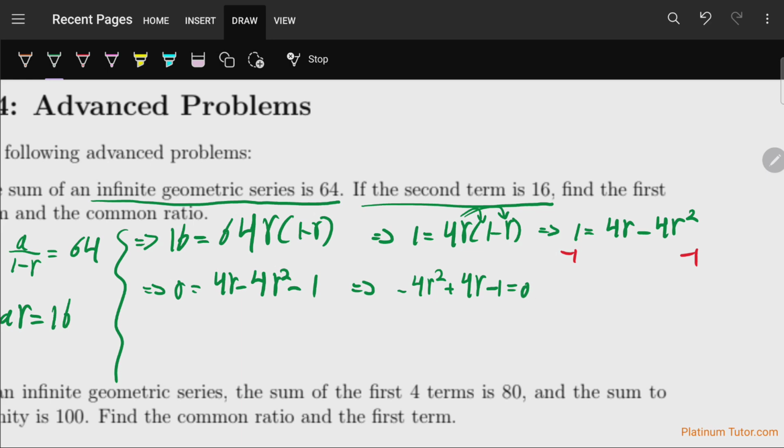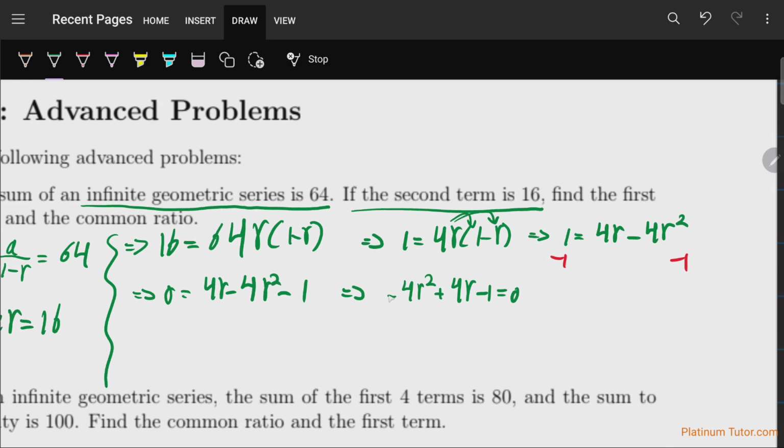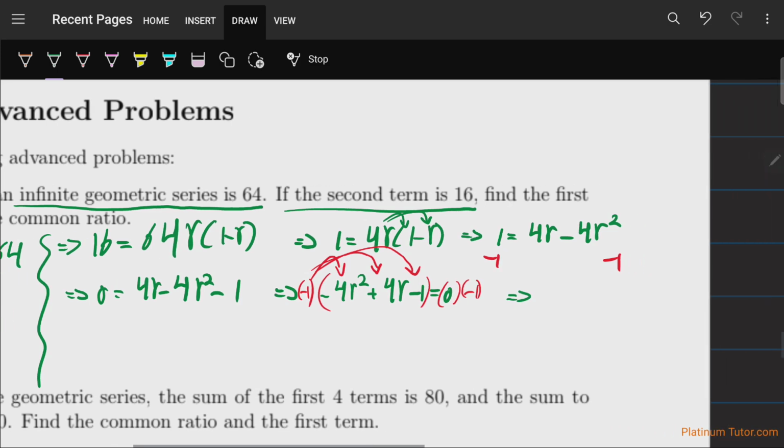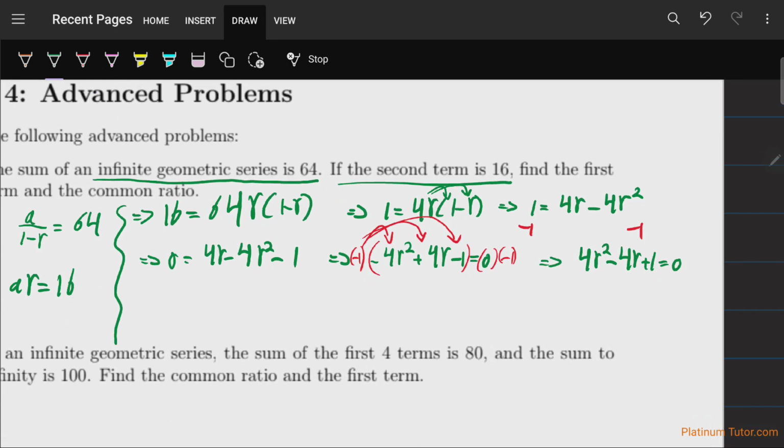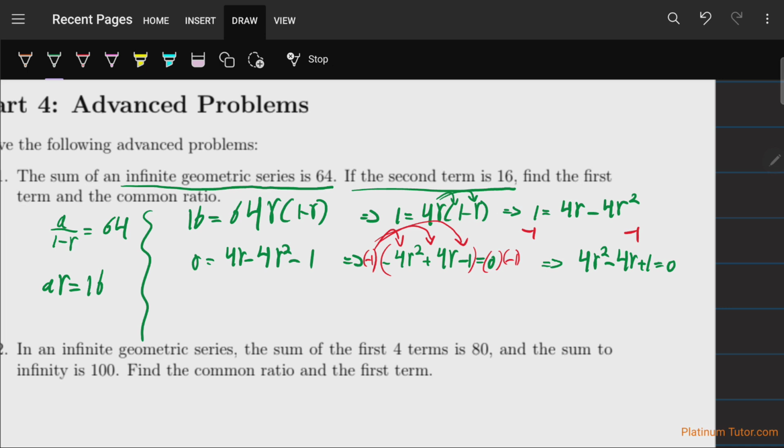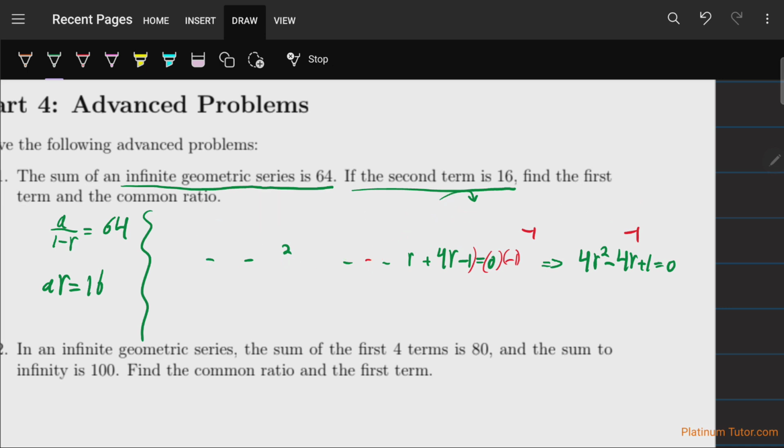I will also multiply both sides by negative 1. So let's multiply both sides by negative 1. Okay, so that's going to get distributed in. And when we do that, we're going to get 4r squared minus 4r plus 1 equals 0. Okay, so let's erase this and solve this equation now.